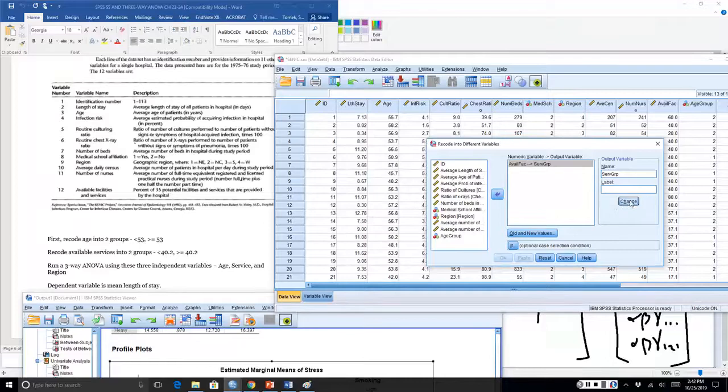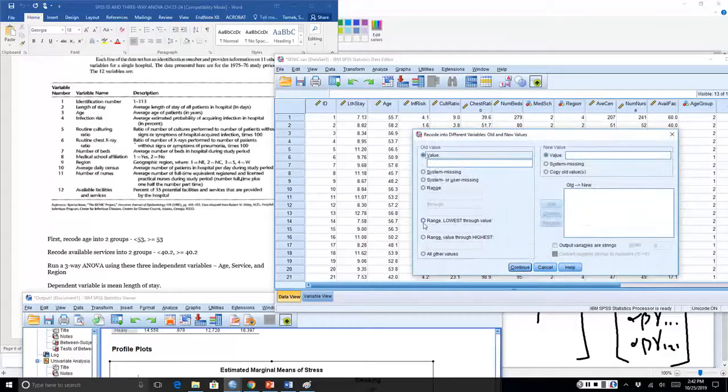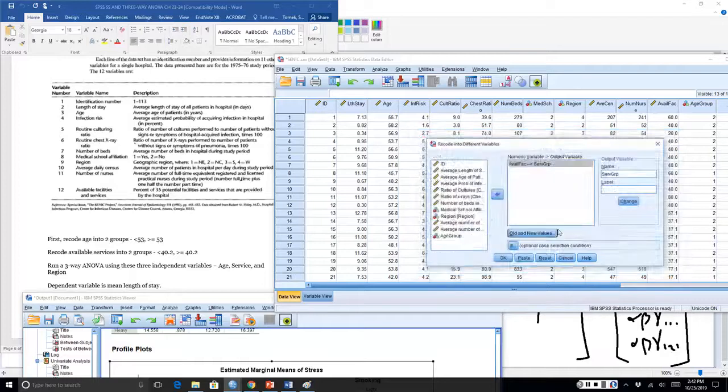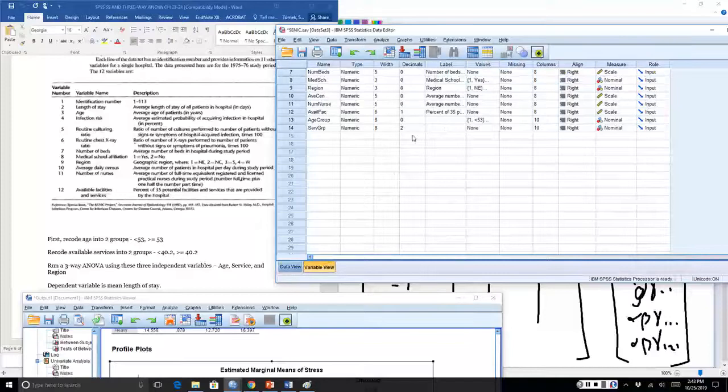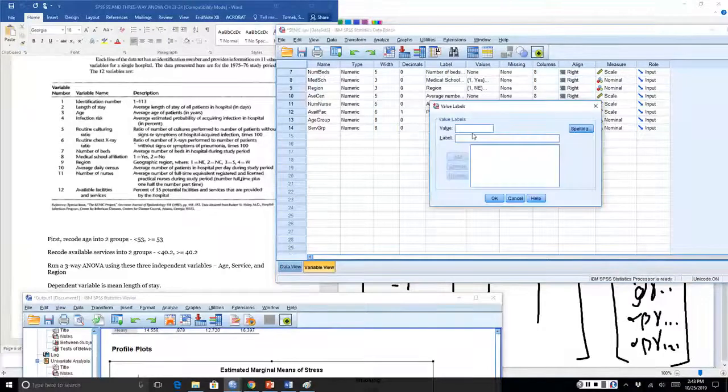Change. Old and new values. So lowest through 40.1999 is a 1, and 40.2 and up is a 2. I think I just did a median split on these. I can't remember. Some kind of purpose for it, just to create the groups really. So we have two groups. The 1 is less than 40.2, and 2 is greater than or equal to 40.2.